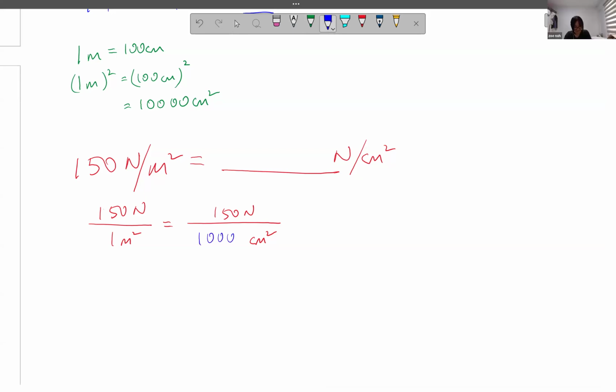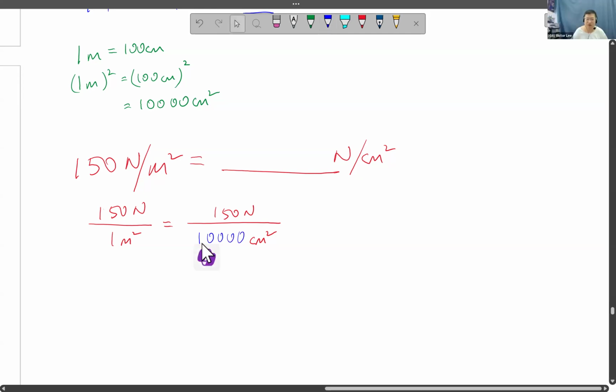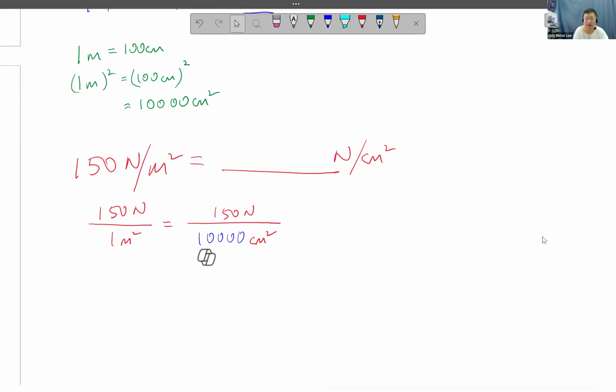In this kind of situation, I suggest you press the calculator, because sometimes you shift here, shift there, decimal, then mess up already. So I take my calculator, I press 150, divide by 10,000. And the answer is, you get this? Check your calculator. Yeah. Simple, right?